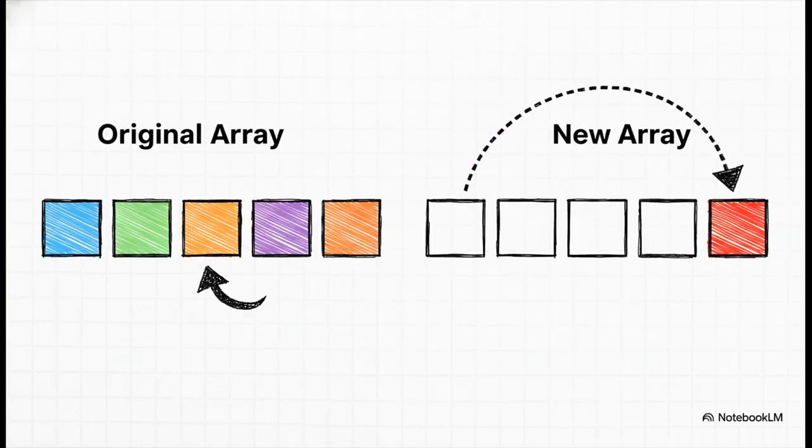You know, the most straightforward way is to just create a brand new empty array. Then you just walk through the original one backwards, starting from the last element, and you pop each item into your new array one by one. It's clean, it's direct, and it gets the job done perfectly.